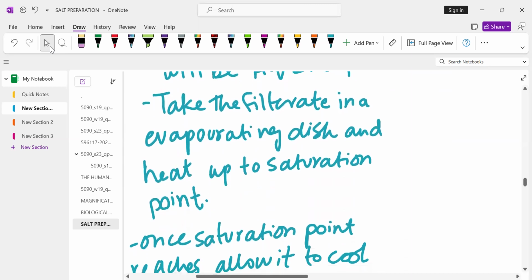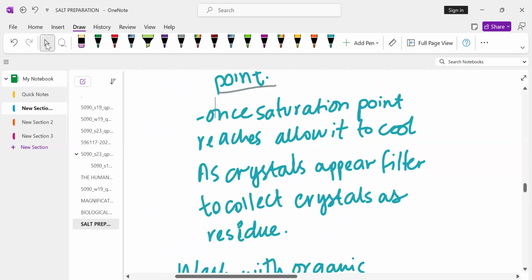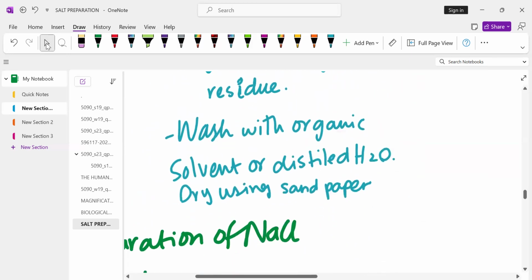Now you have to take the filtrate in an evaporating dish and heat it up to saturation point. This is the keyword, heating up to saturation point or crystallization point. Then once the saturation point is reached, allow it to cool as the crystals appear, and filter to collect crystals as residue. Then you have to wash the crystals using distilled water and dry using filter paper. So this is how you obtain the pure crystals of zinc sulfate.